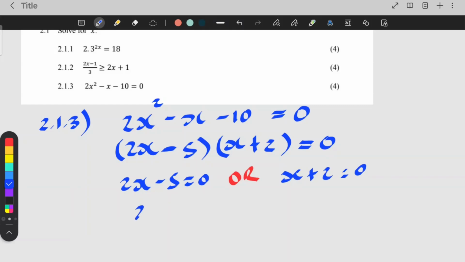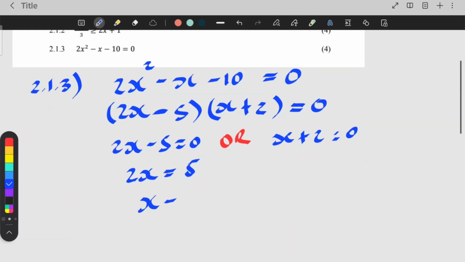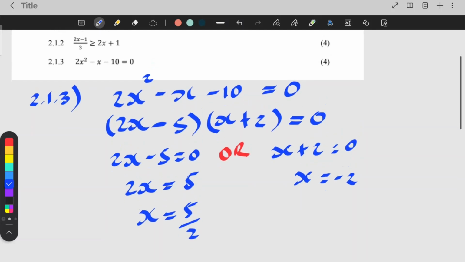Okay, so I'm going to solve here. 2x is equal to a positive 5. So x is equal to 5 over 2. Or x is equal to negative 2. And that's the answer. So you have 2 solutions for x. So remember, when you solve for x and there's an x squared, this means you have 2 solutions. Okay, might be the same number, but you have 2 solutions.